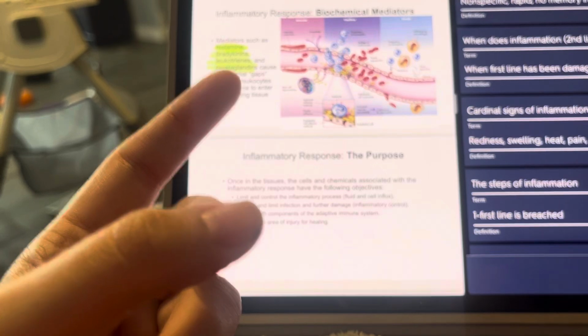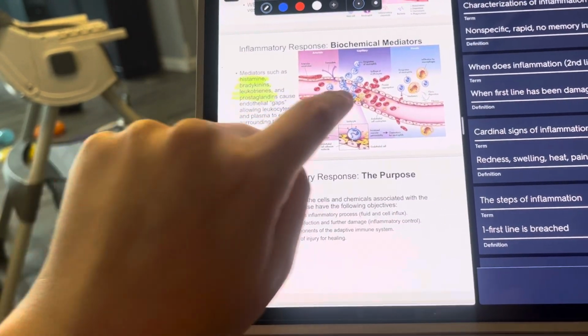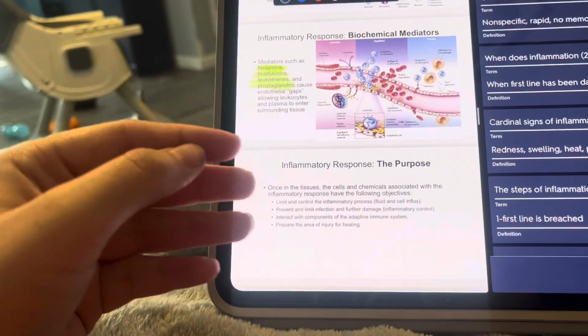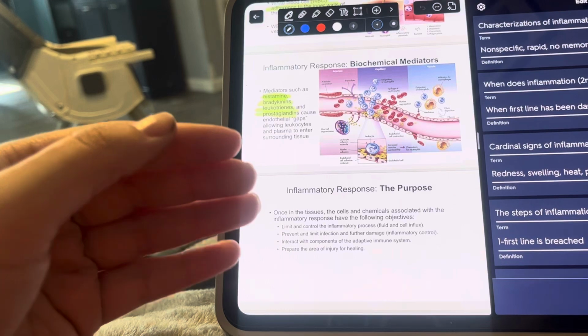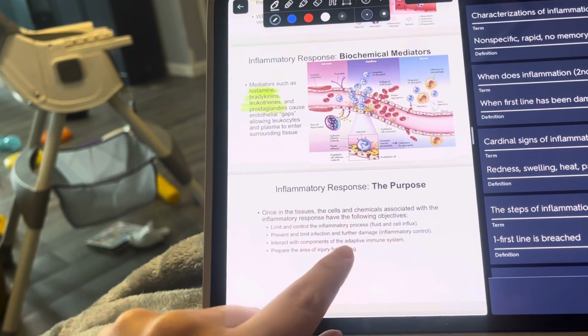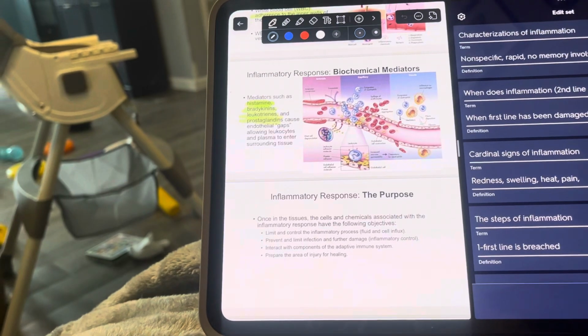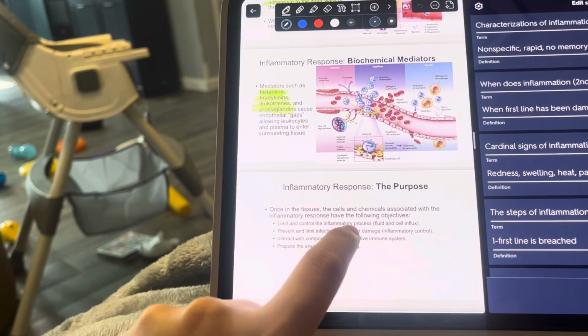We want to limit inflammation and further damage. So the things that are rushing into the site, like the white blood cells, are going to help in healing. They're going to help in activating our third line of defense. They're going to help make sure that further damage isn't brought. So they're controlling the inflammatory process.